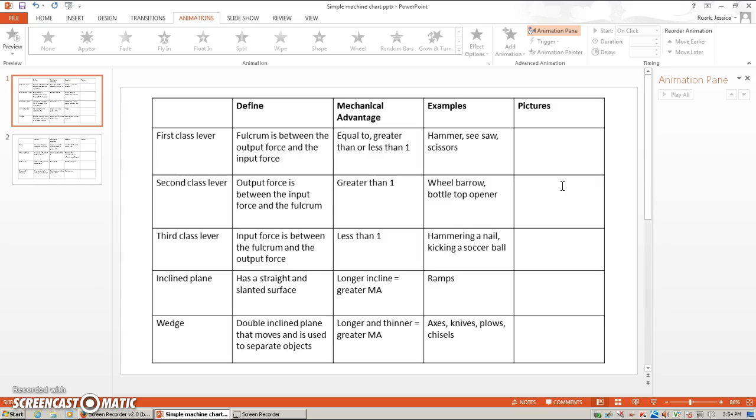A second class lever is going to have an output force in the middle, and the input force and fulcrum will be on the outside. So the output force is in the middle, input and fulcrum on the outside. The mechanical advantage is always greater than 1, and examples of that would be a wheelbarrow or a bottle top opener. Okay, the third class lever has the input force in the middle with the fulcrum and the output force on the outside. The mechanical advantage for that is going to be less than 1, and examples of that would be hammering a nail or kicking a soccer ball.